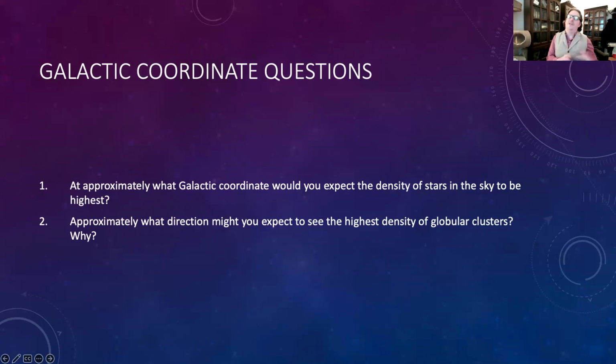The third structure that I failed to mention is the halo. The halo of the Milky Way galaxy is a spherical distribution of globular clusters.